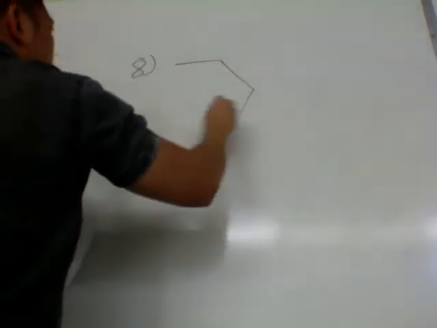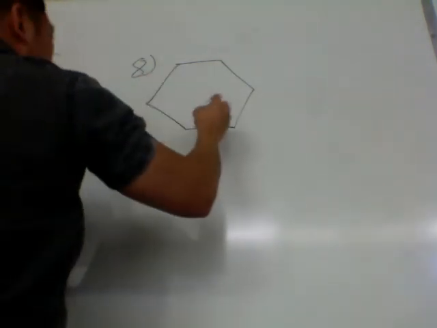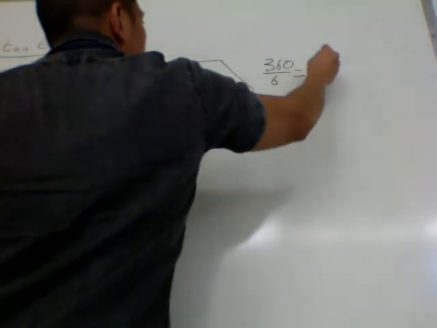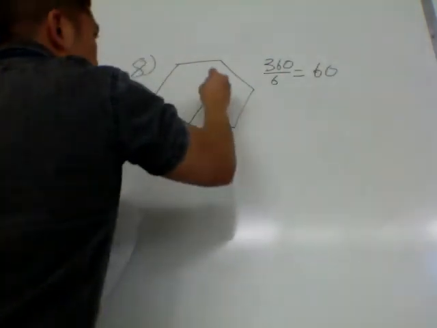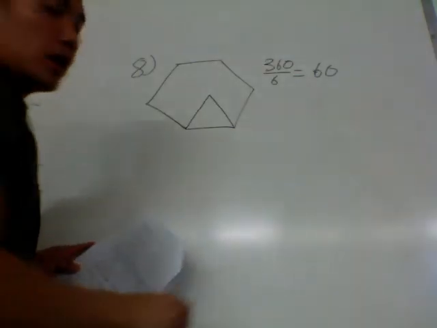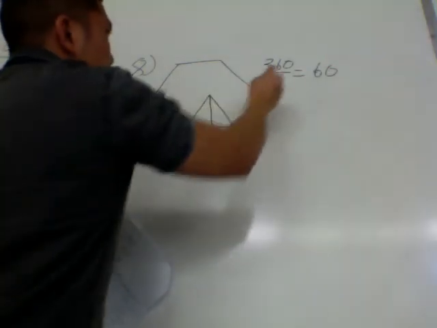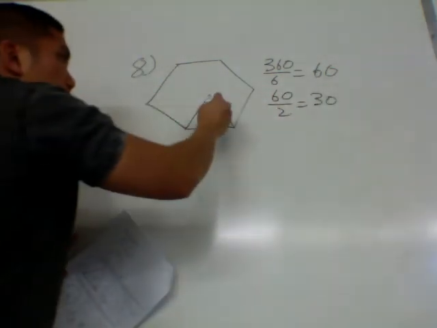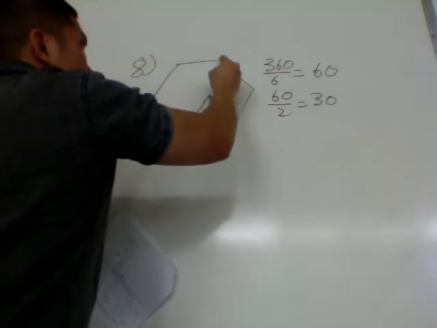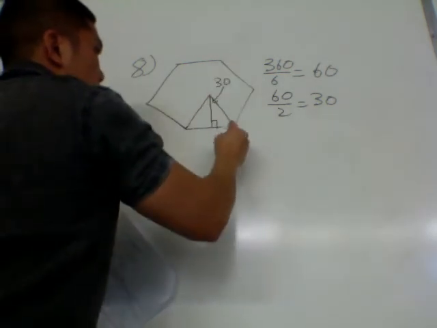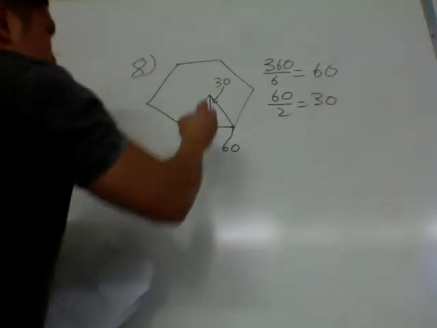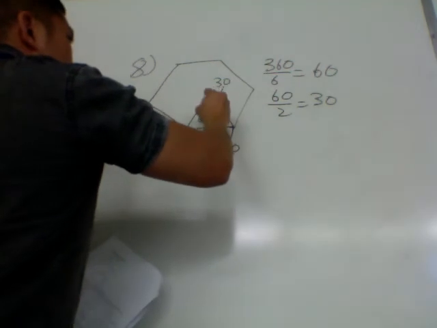So number 8, I have a hexagon. Now, what I do first is I do 360 divided by 6. That gives me 60. So this angle right here is 60. But since I find the apothem, I cut it in half. So 60 divided by 2 is 30. So I know this angle right here is 30. And so that makes this angle here 60. And my apothem in this case is 8 root 3.